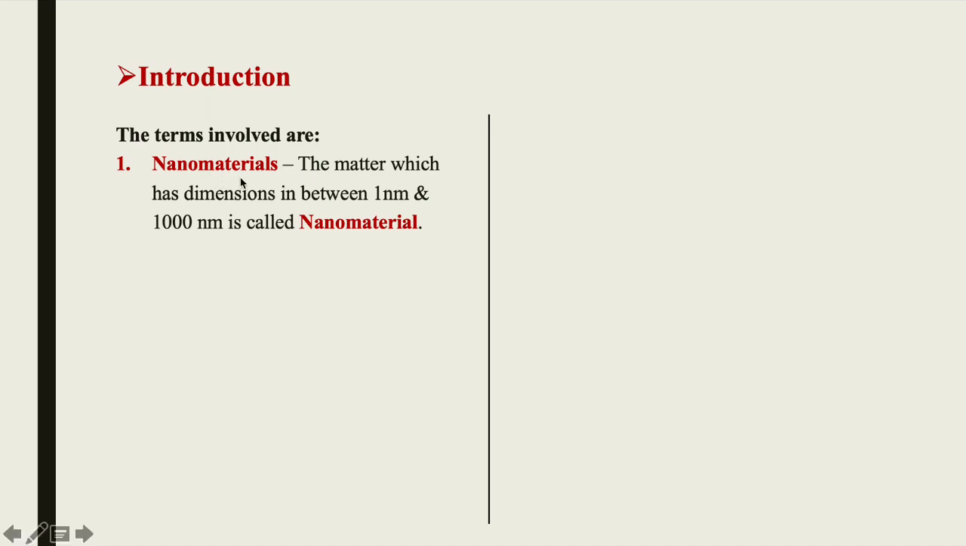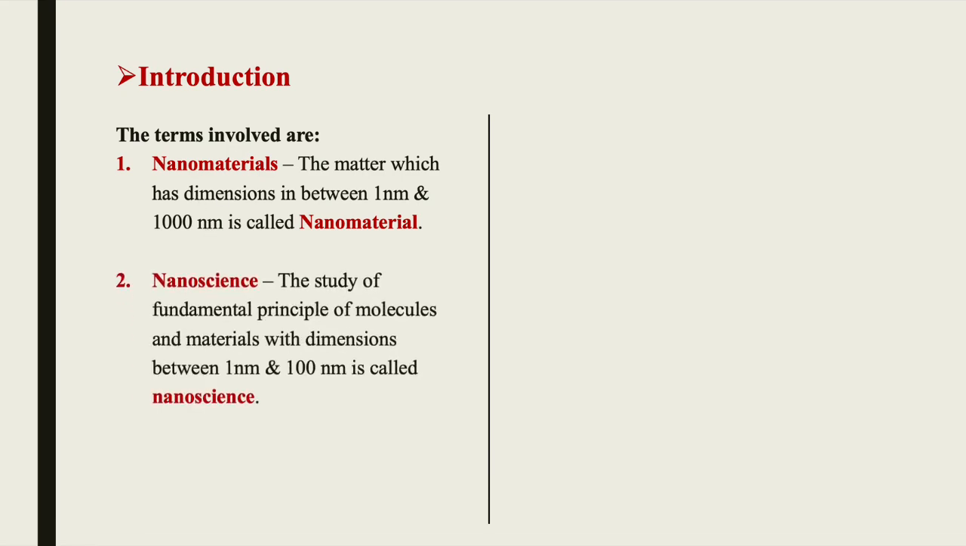First term is nanomaterials. What is the definition of nanomaterial? The matter which has dimension between 1 nanometer to 1000 nanometer, we call it a nanomaterial. So any material whose dimension lies in 1 nanometer to 1000 nanometer, we call it a nanomaterial.